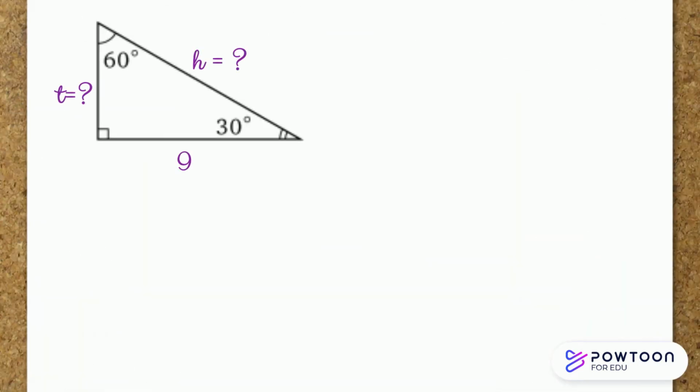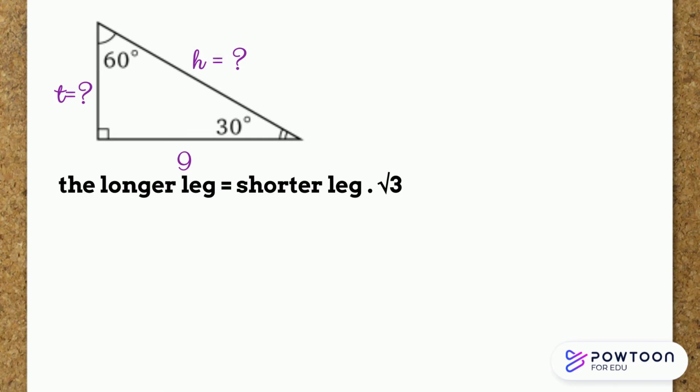Let's take a look at this. Given a 30, 60, 90 right triangle whose longer side measures 9, solve for the shorter leg and its hypotenuse. Since the given side is the longer side, which is 9, we will use the formula: longer leg equals square root of 3 times the shorter leg. Then we substitute, we have now 9 equals t times square root of 3.